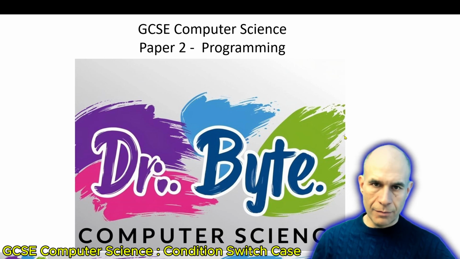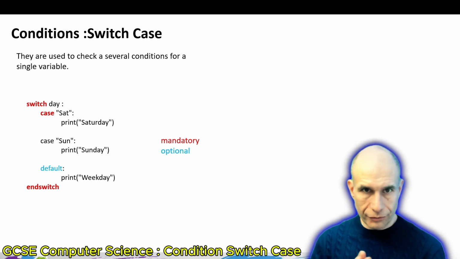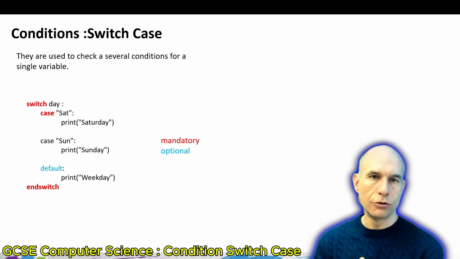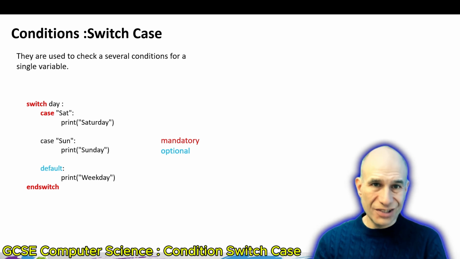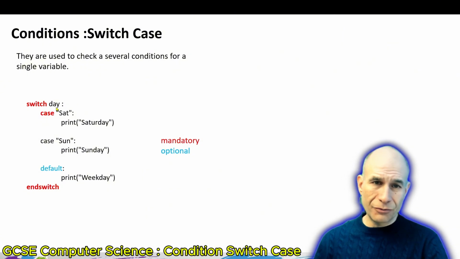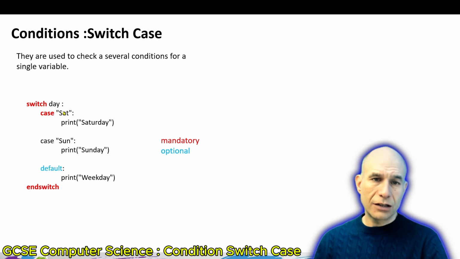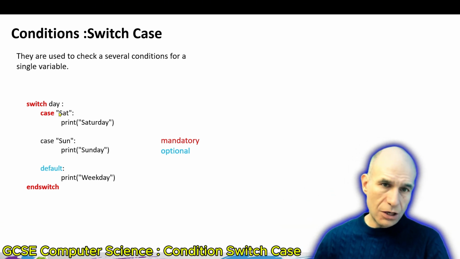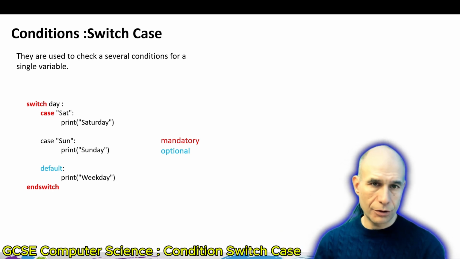Hi and welcome back. In this lesson we are going to talk about the other type of condition that we have to study, which is called switch case. These are used for checking several conditions for a single variable. If you have a single variable that's, for example, a day of the week, and you want to check, is it a Saturday, Sunday, Monday, Tuesday, Wednesday, and you want to print or do something related to that particular state.